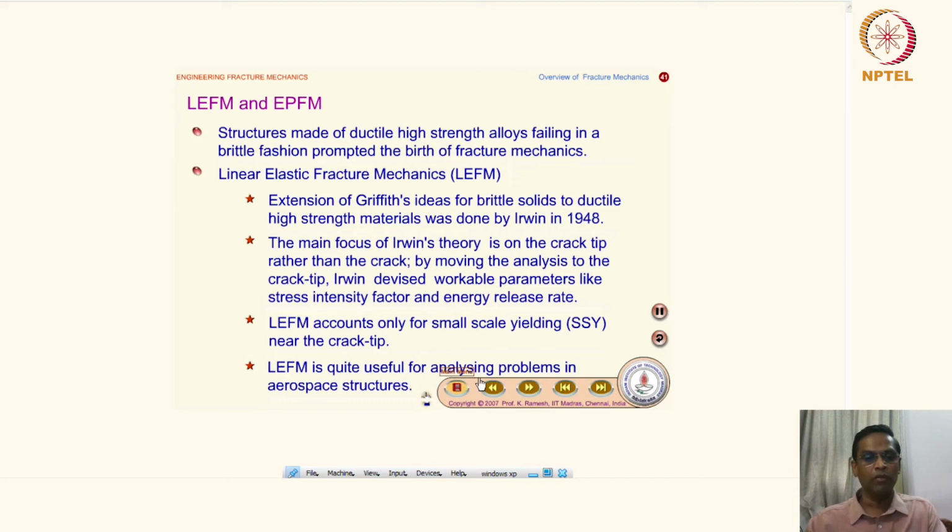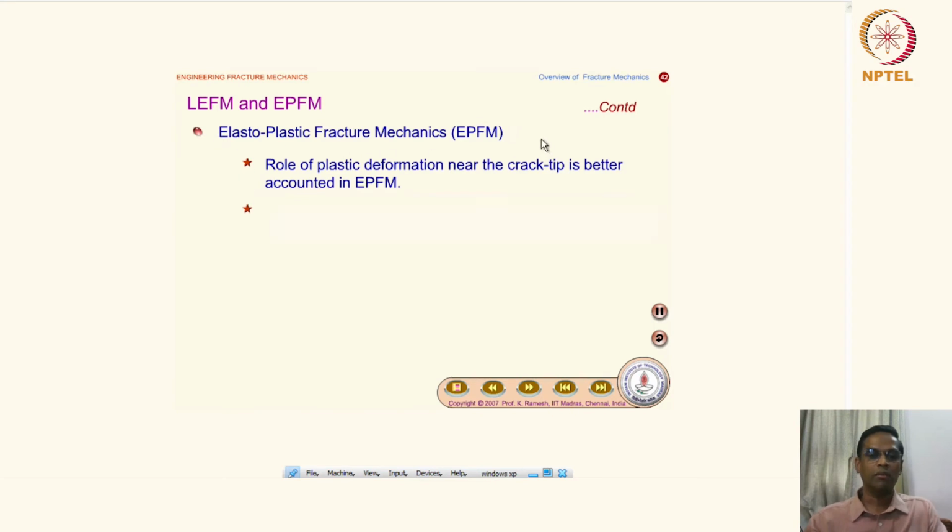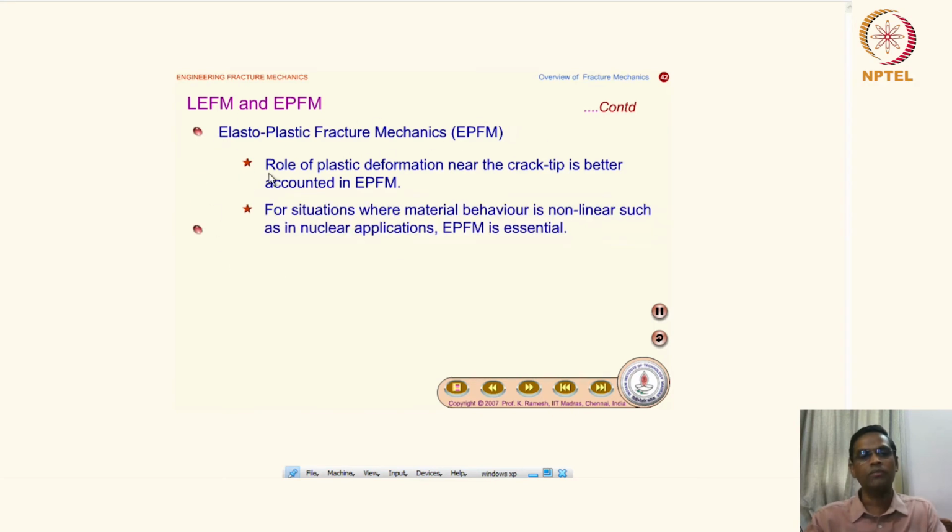LEFM is quite useful for analyzing problems in the aerospace structure. So far, LEFM concepts only serving the full aerospace structures. Okay. And if you look at elasto-plastic fracture mechanics, what are the features? For example, role of plastic deformation near the crack tip is better accounted in EPFM. For situations where the material behavior is non-linear, such as in nuclear applications, elasto-plastic fracture mechanics is essential.